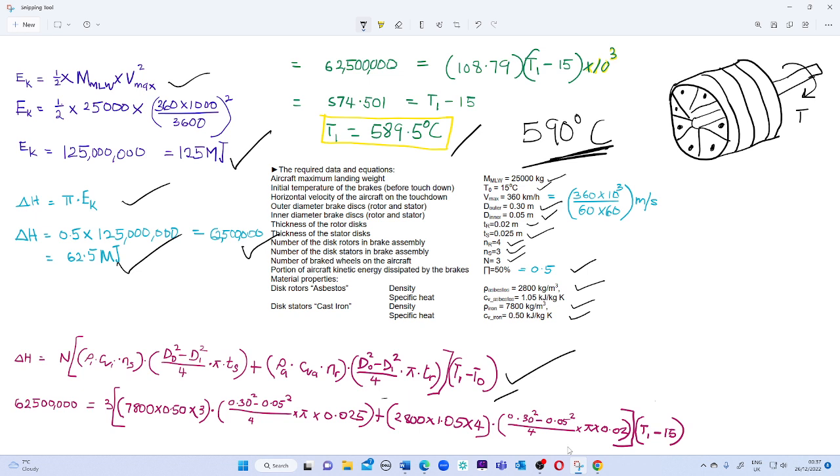So once again, the final temperature of the brake of an aircraft while touching down, with all the data given, is 590 degrees Celsius calculated. Thank you very much.